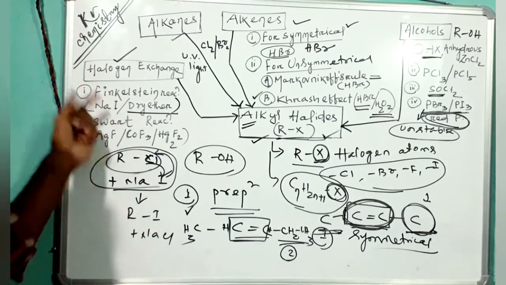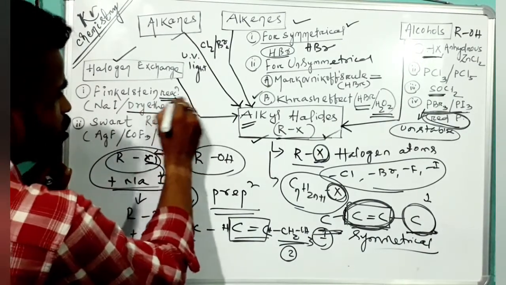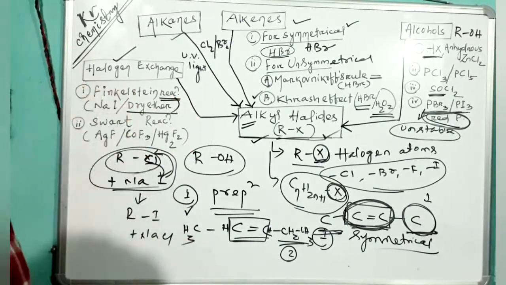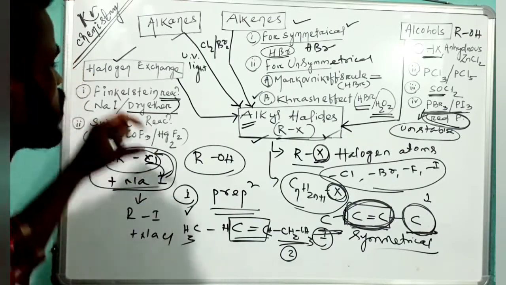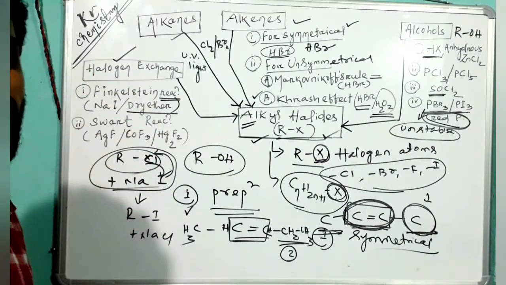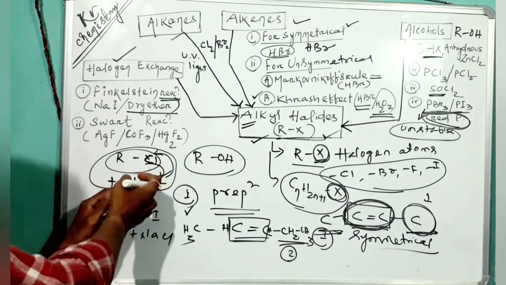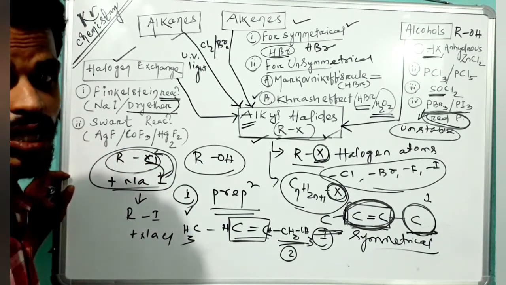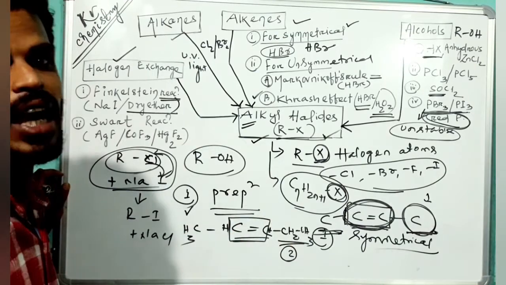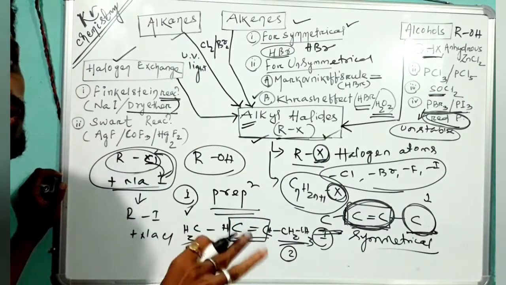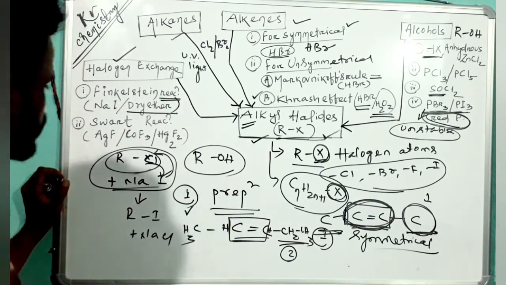So this is a name reaction which is known as Finkelstein reaction. This comes under halogen exchange, exchange of halogen atom. Here iodine is the halogen and chlorine is the halogen. So both the halogen atoms are exchanged to form alkyl halides.